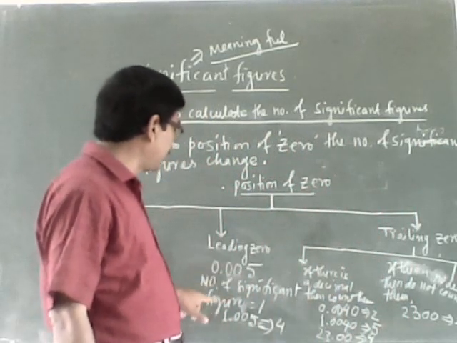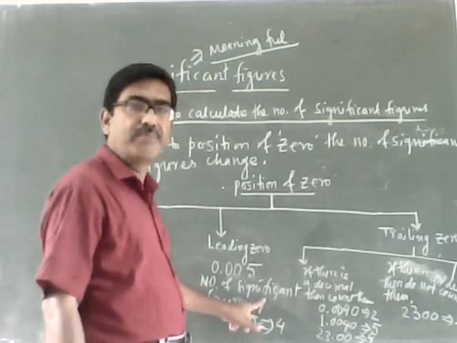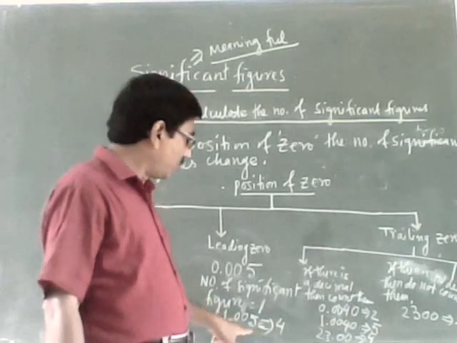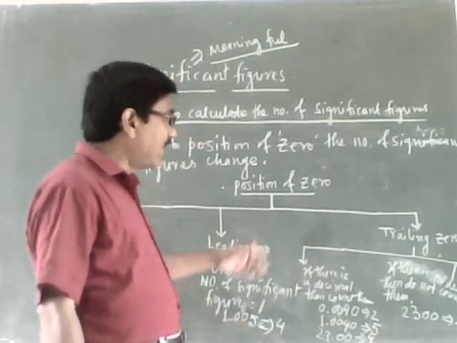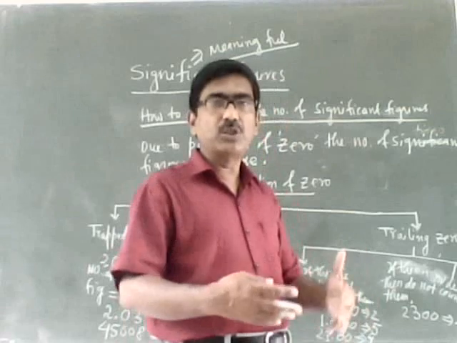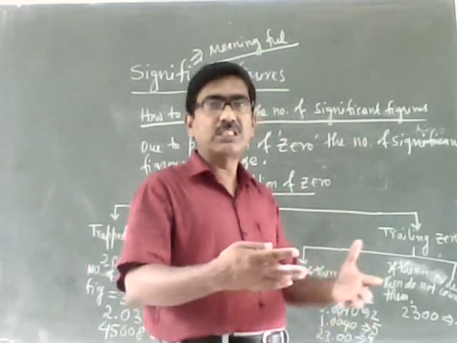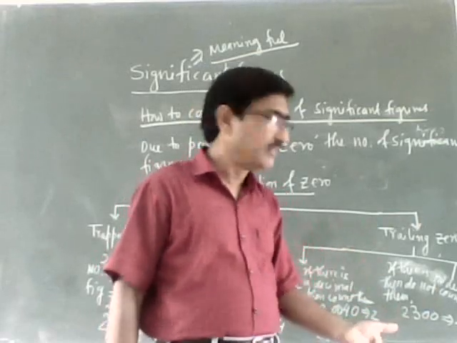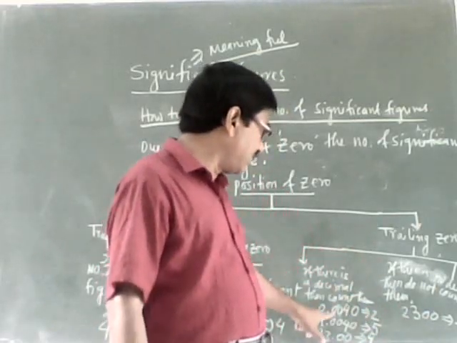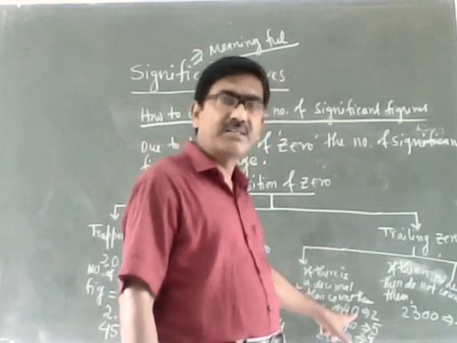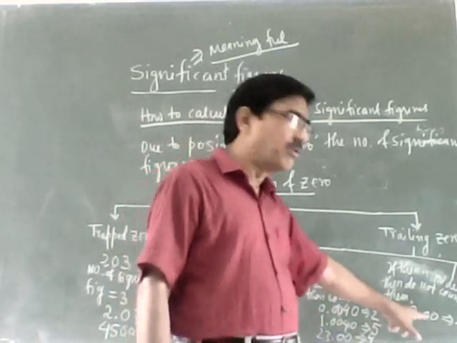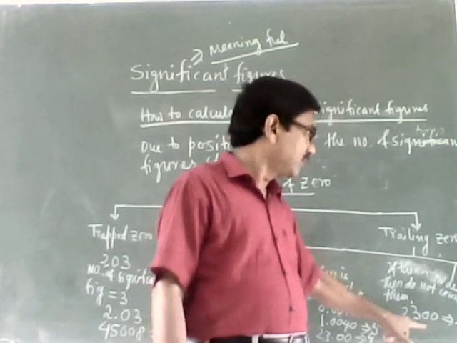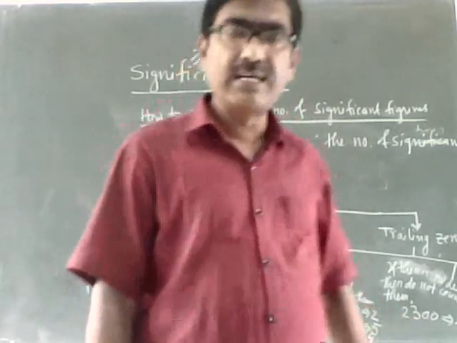Here what will be the number of significant figure? Only 1. But here you see the number of significant figure is 4 because these zeros are not leading zeros. And the last one is trailing zero. Trailing zero means zeros whose position is at the end of a number, with decimal or without decimal. If it is with decimal, then these zeros are significant. If it is without decimal, then these zeros are not significant figures. So I think it is clear.